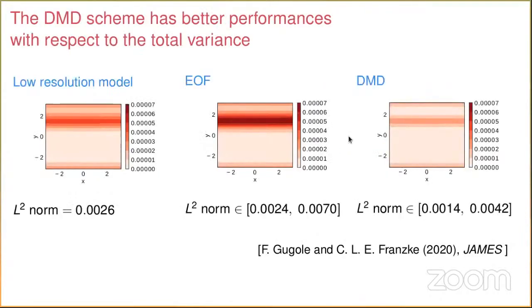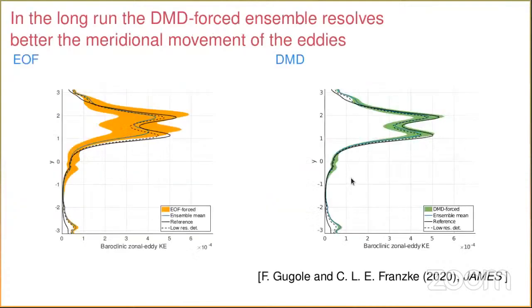And let's look at the difference in total variance with respect to the high resolution simulation. Again, when computing the L2 norm of this difference, we can see here that in case of EOF there's a larger spread, so the L2 norm falls into a larger interval with respect to DMD. But when comparing the values of the L2 norm with the difference between the low and high resolution deterministic simulations, we see that EOF doesn't bring a big improvement, almost nothing, while DMD instead brings a more considerable improvement. Still not happy.